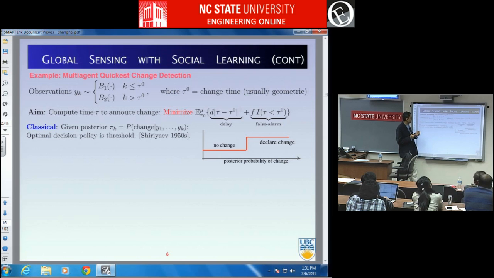So me as a decision maker, I say that the change happened at time tau, and I want to get tau as close as I can to tau 0, which is the true change time. And what do I mean by close? Well, I pay a penalty if I don't get it close.